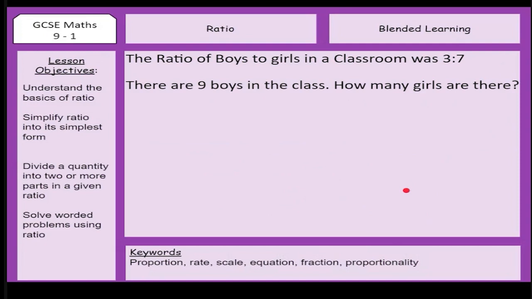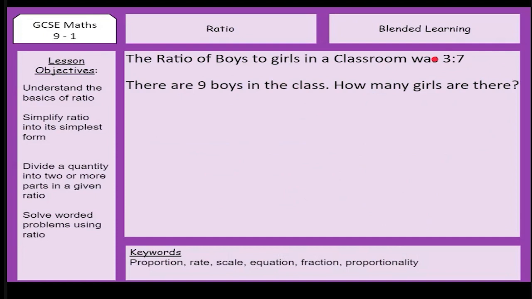Now, this is something slightly different. Remember to read the question. The ratio of boys to girls in a classroom was 3 to 7. There are 9 boys in the class. How many girls are there? Now remember what we've done before. We've had a total. We've added the ratios together, added all the parts together, and then divided the total by the parts.